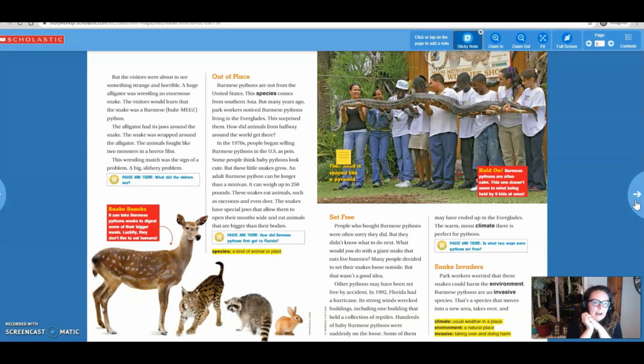But the visitors were about to see something strange and horrible. A huge alligator was wrestling an enormous snake. That must have been something awful to see, but kind of cool. A snake wrestling an alligator? The visitors would learn that the snake was a Burmese python. The alligator had its jaws around the snake. The snake was wrapped around the alligator, and the animals fought like two monsters in a horror film. This wrestling match is a sign of a problem. A big, slithery problem.